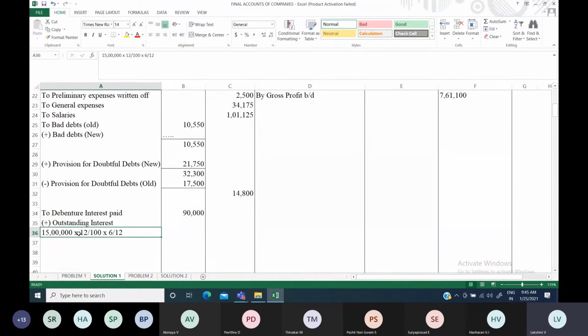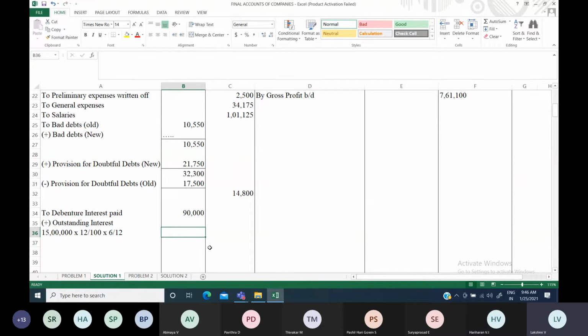You can just find out the amount and put the amount here. No need to do this one; the last part is not required here. So it depends upon the question. So just find out 15 lakh into 12 by 100 into 6 by 12. How much are you getting? Just find out. So how much are you getting here?